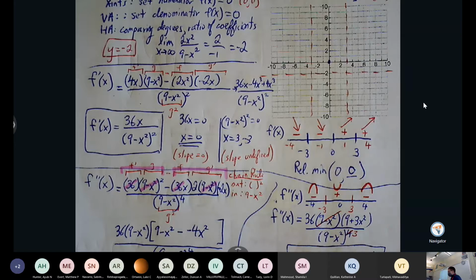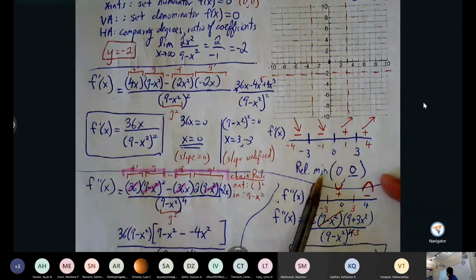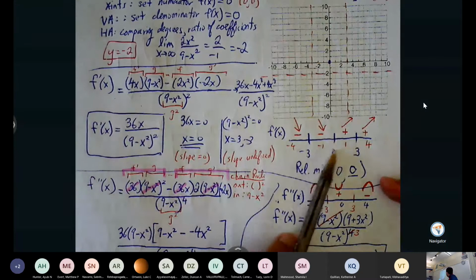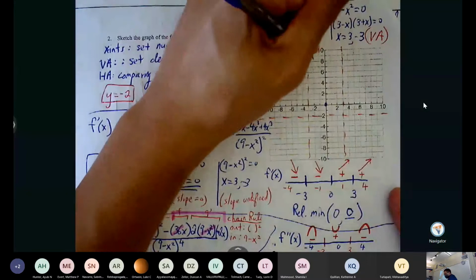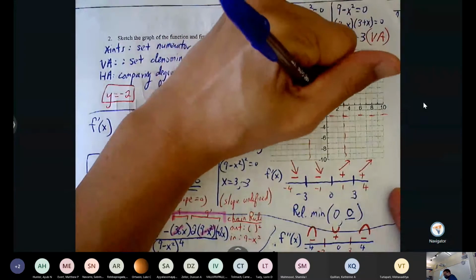Now, if we start off with some easier information, we can look at the fact that there's a relative minimum at 0. Our graph is going to be concave up, and the asymptotes kind of help give us some idea as to how far our graph is going to extend.